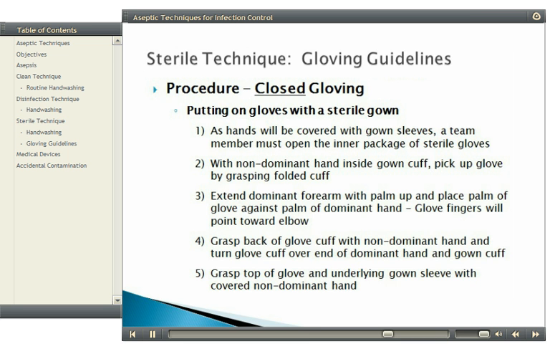3. Extend dominant forearm with palm up and place palm of glove against palm of dominant hand. Glove fingers will point towards elbow. 4. Grasp back of glove cuff with non-dominant hand and turn glove cuff over end of dominant hand and gown cuff. 5. Grasp top of glove and underlying gown sleeve with covered non-dominant hand.